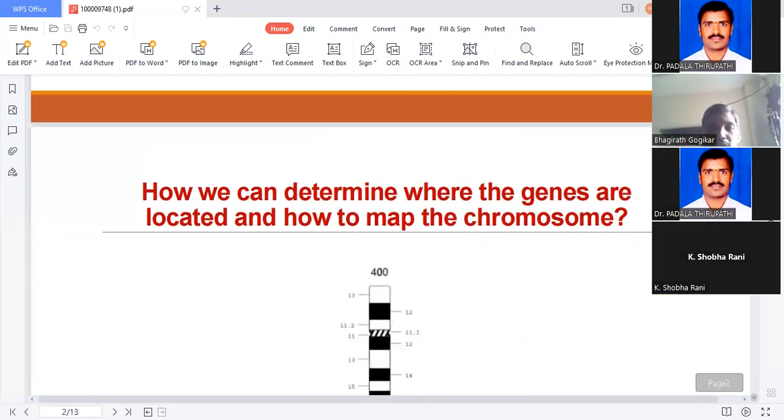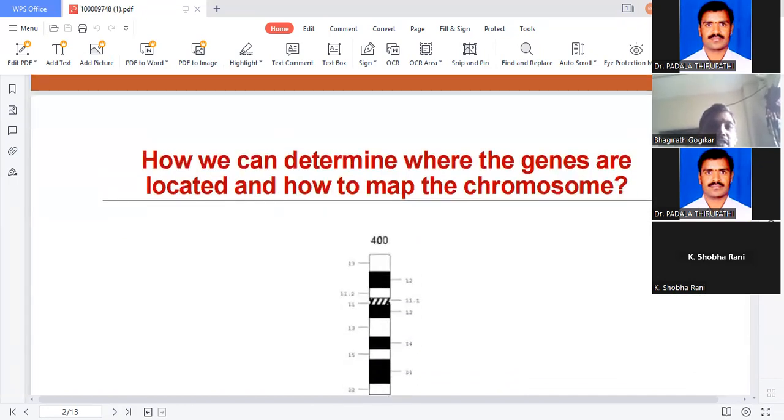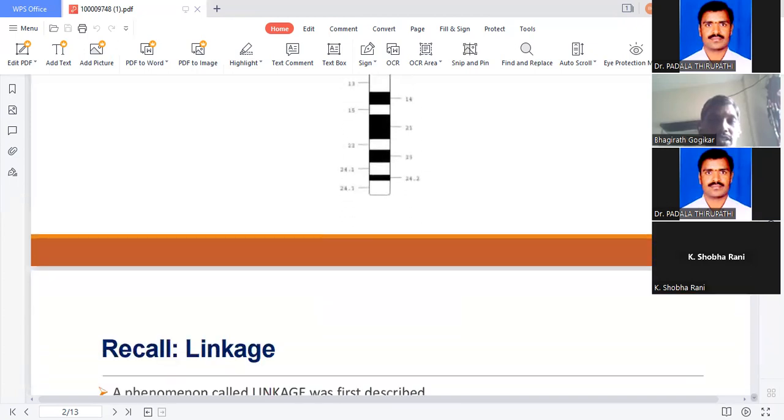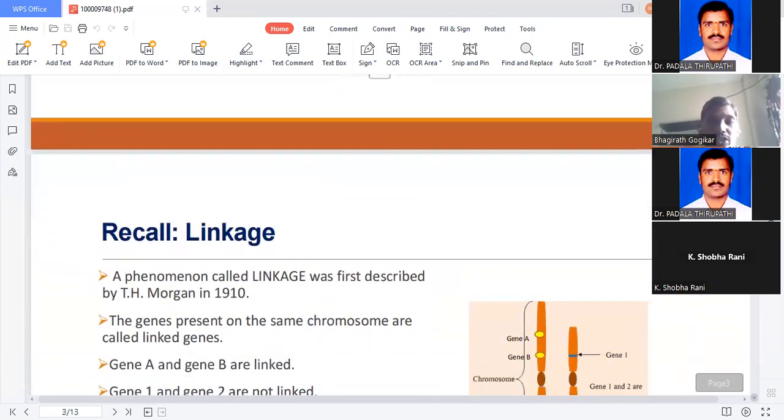Let us recapture how we can determine where the genes are located and how to map the chromosome. First, we know the frequency or percentage of crossing over. We can calculate the frequency or percentage of crossing over between the two genes. We can use that value as a tool to determine the distance between the genes. If we know the percentage of crossing over between the two genes, definitely we know the distance between the genes.